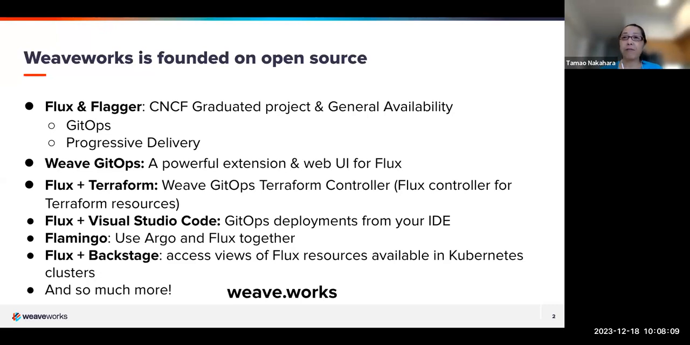Flux and Flagger have fantastic ecosystems, many of which my team and the extended group of engineers at Weaveworks work on. For example, we have Weave GitOps, which is a UI for Flux. If you haven't used Flux and Terraform together, you bring the GitOps capabilities to Terraform. We have a Terraform controller. We're also very proud of a VS Code extension that we work on, so you can do GitOps deployments directly from your IDE. We see more and more downloads every month of that, so it's been very popular. We also have one of our engineers who has a project called Flamingo, where you can have the Argo front end with a Flux backend.